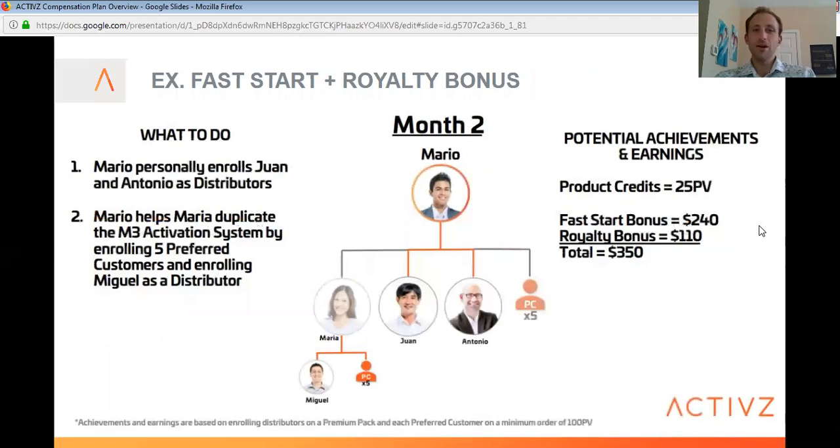So let's look at month 2 with Mario. So Maria is still doing great. Mario's actually helped her do the same thing that he did his first month. So she brought on Miguel as well as 5 preferred customers, and in that same month, he also brought on Juan and Antonio as distributors, and his 5 PCs, they're still ordering products. So through that, he's earned 25 product credits as well as a fast start bonus of $240 and a royalty bonus. That's that residual from Maria as well as his 5 PCs. So he's earning $350 for his second month. So not bad, very part-time extra income. That $350, what could it pay for? What could it take care of, his car payment, his grocery bills? Think about stuff like that. Just getting started with his part-time business, and it's exciting.